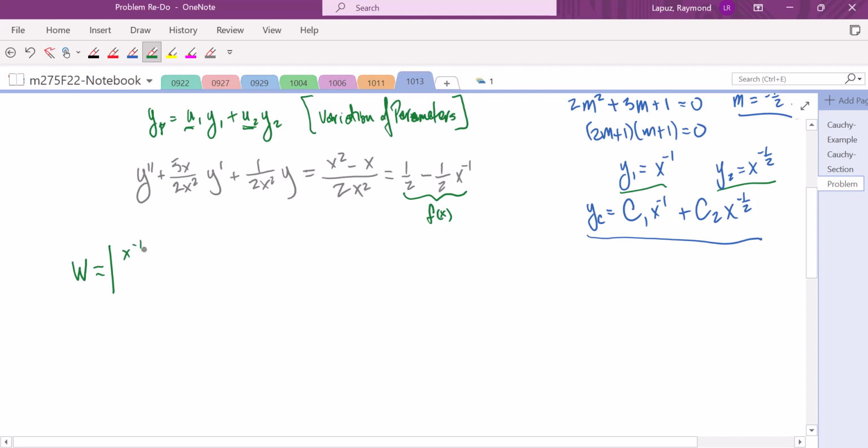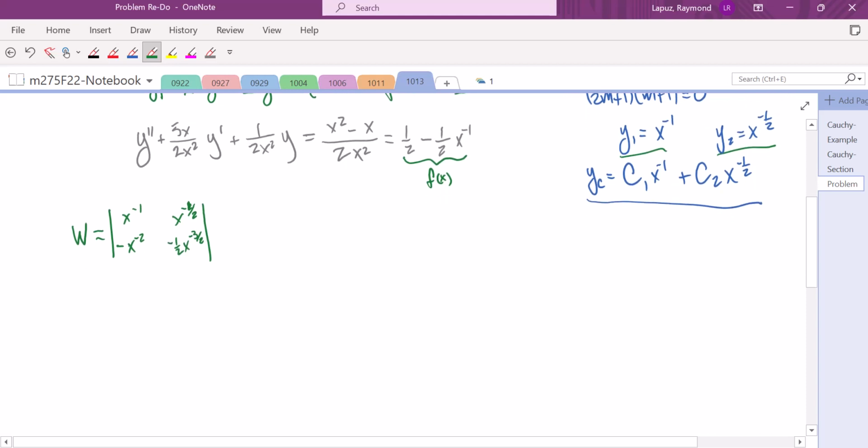x to the negative 1 power, x to the negative 2, or 1/2 power. This will be our first row, and then our second row will be the derivatives of those. So it'll be negative 1 times x to the negative 2 power, and here we get negative 1/2 x to the negative 3/2 power.